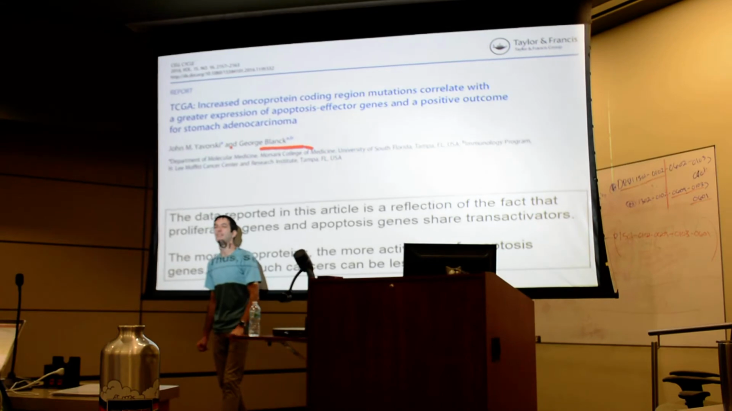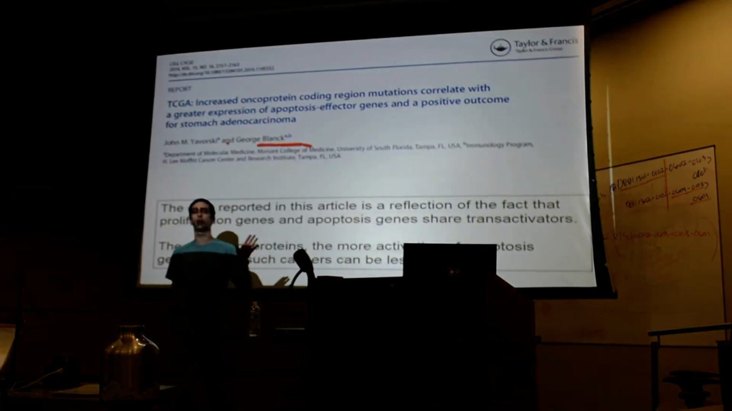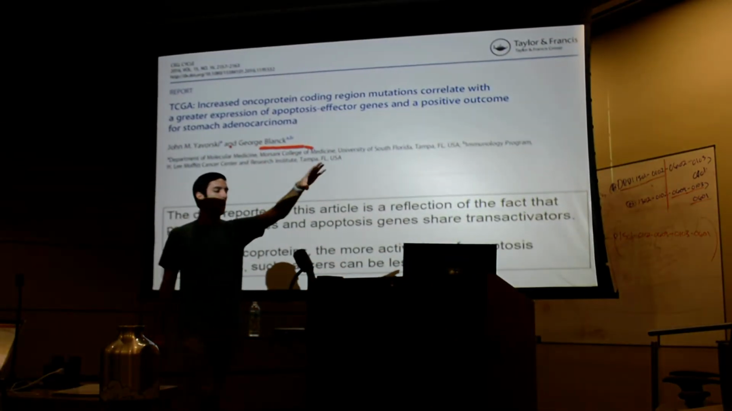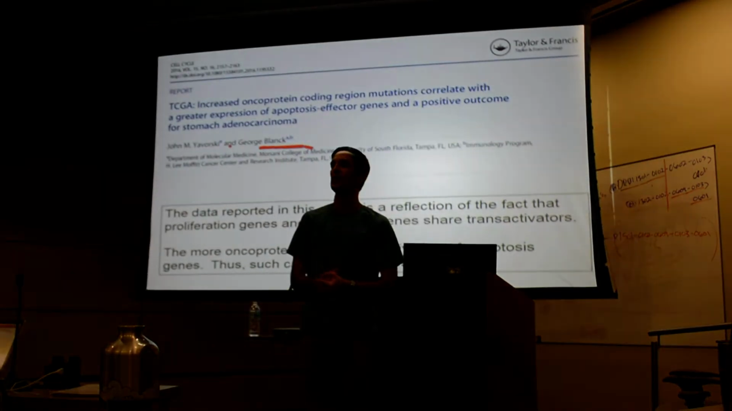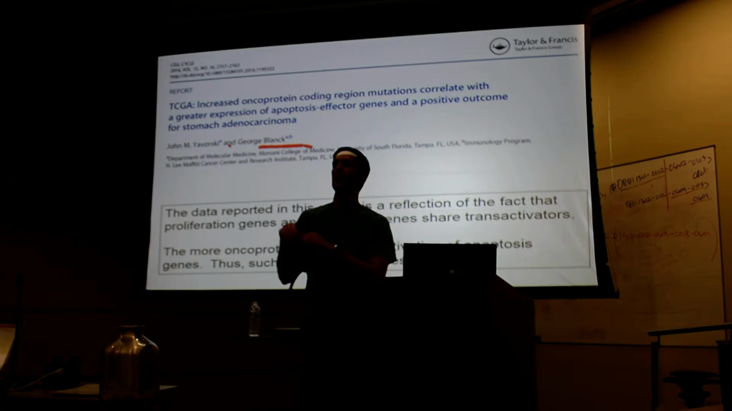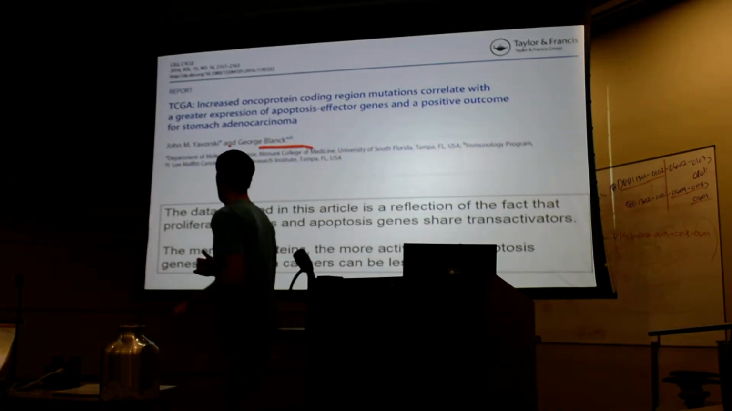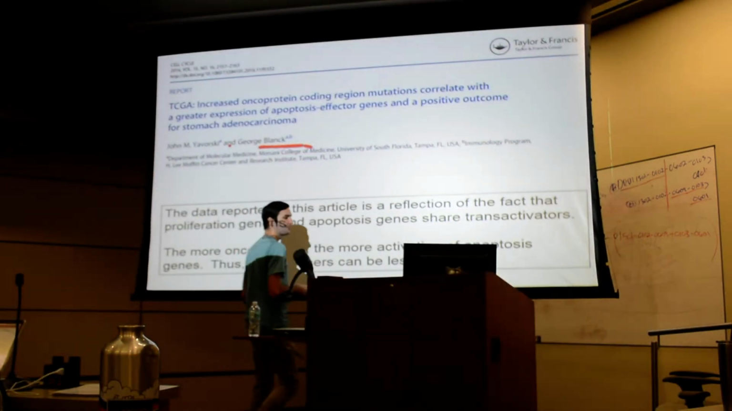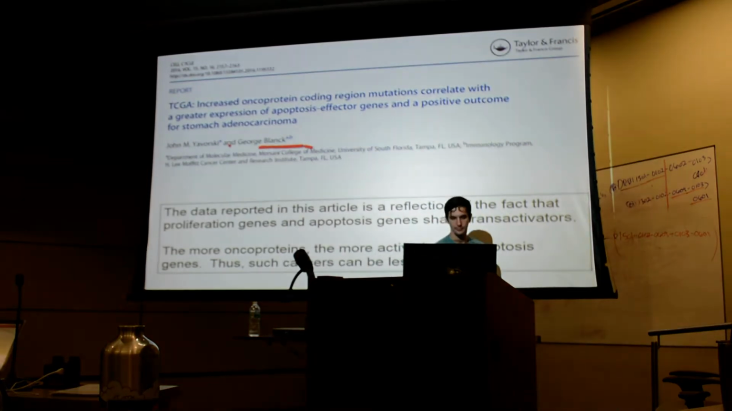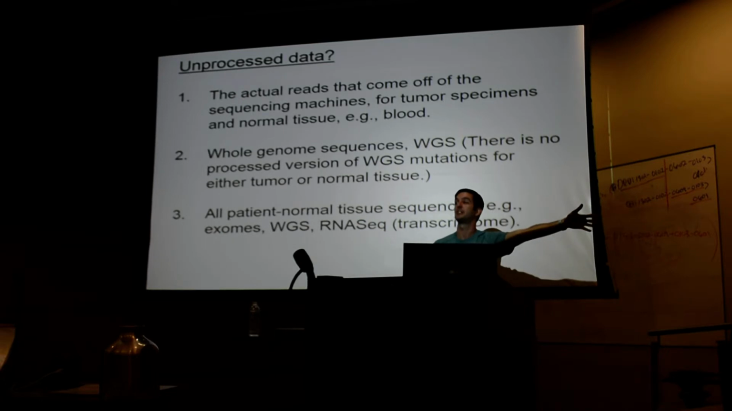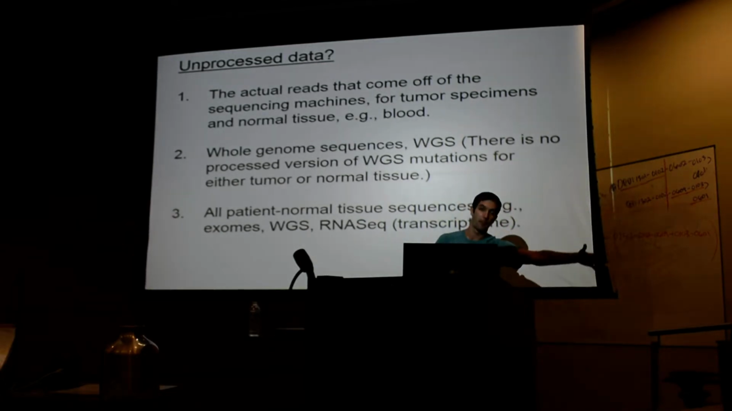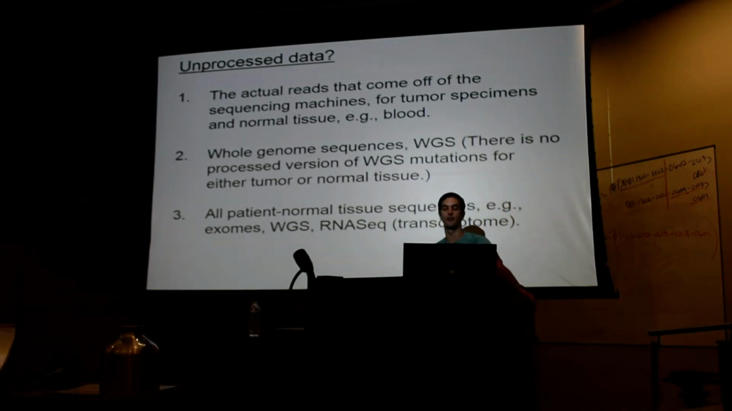So in this case, if I want to look at a disease population versus a normal population, and I want to look at differences in amino acid sequences, I need to use the unprocessed data. So once again, just be aware of what we're doing here. It's the whole genome sequences, all of the genome. We have the processed and unprocessed data for all of that stuff.